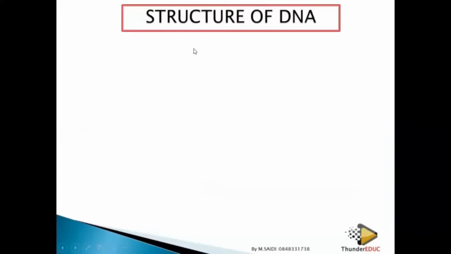Then let's look at the detailed structure of DNA.